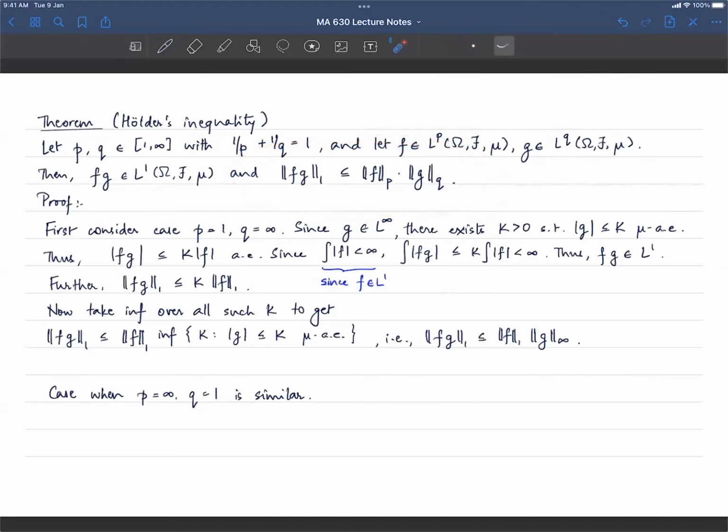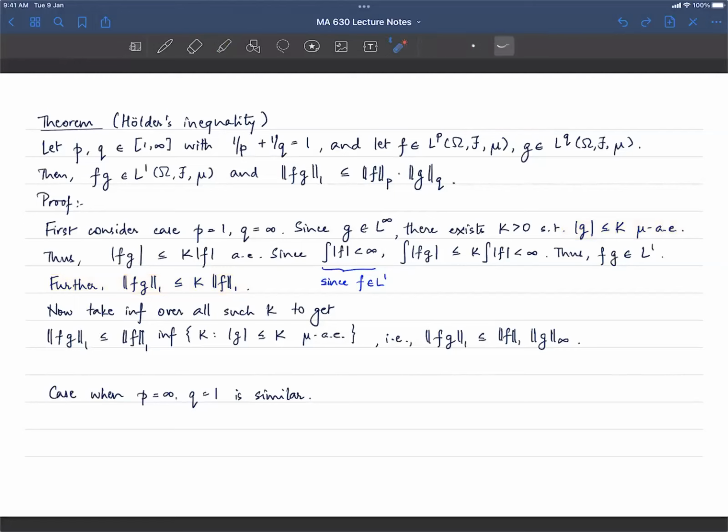Right? So you'll say, all right, what do you have? You have the 1-norm of Fg less than or equal to K times the norm of F in L1. And this is true for any number K such that mod G is less than or equal to K almost everywhere. So now I'll take this equation and I will take the infimum over all such K. This highlighted equation holds for every K such that mod G is less than or equal to K mu almost everywhere. So now take the infimum over all such Ks.